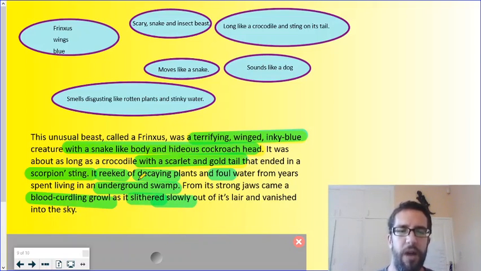So what you can do now is I suggest coming up with your own creature, really think about what you want this thing to look like, and have a go and see if you can write yourself a really good descriptive paragraph.